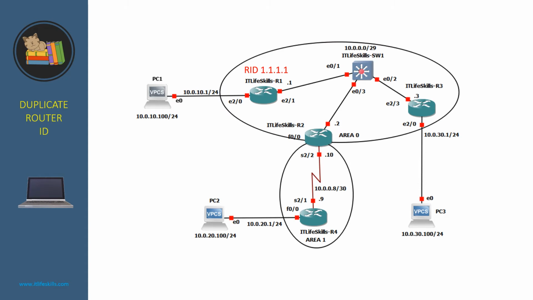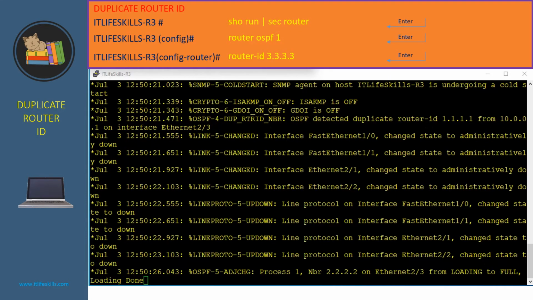As you may remember, the router ID of IT Life Skills router 1 is 1.1.1.1. Now let's configure the router ID for IT Life Skills router 3 as also 1.1.1.1 to see what happens. Here are the basic commands that we use to troubleshoot and fix the issue with duplicate router ID.